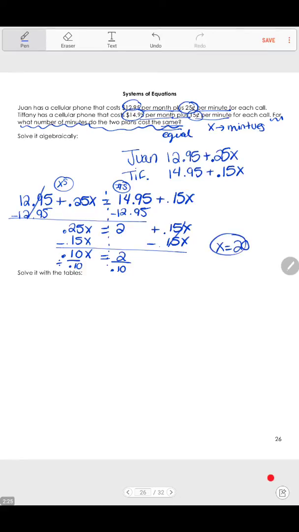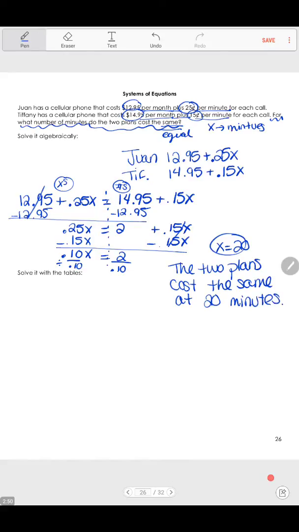But we want to make sure to write a sentence for our final conclusion. So for what number of minutes do the two plans cost the same? So we would say the two plans cost the same at 20 minutes.